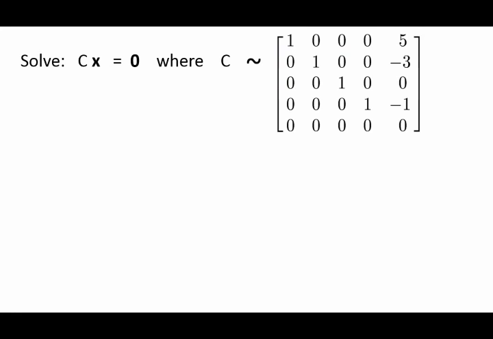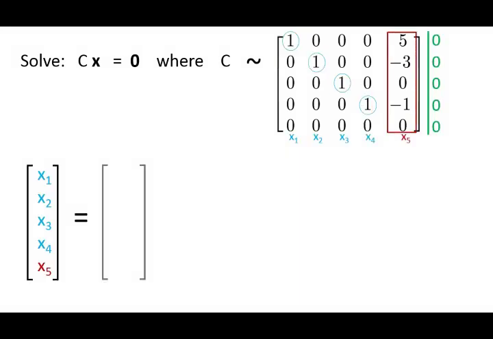So we now want to solve Cx equals 0, where C is this matrix right here. As before, we want to determine all our pivots. So we have four pivot columns and one free variable column, our x5 right here. So with this, I know I've got to solve for my variables x1 through x5, where x1 through x4 correspond to pivot columns, and x5 is my free variable, which means I need to solve for all my variables in terms of x5.